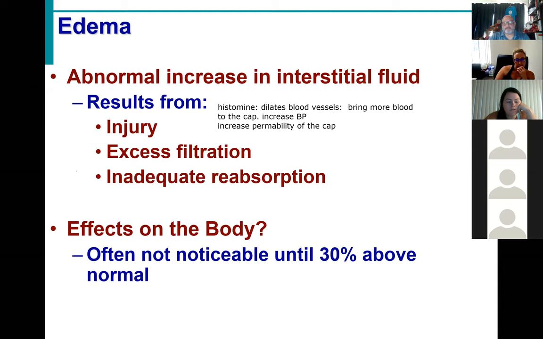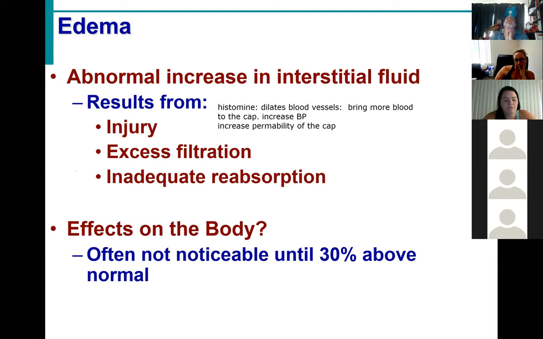Questions on that? And if it stays, does that mean it's above the 30% normal? I'm sorry, you broke up at the beginning of what you were saying. Can you say that again? You know, in extreme edema, you can press on the skin and it will stay like a dip where you press. Is that above the 30% normal?